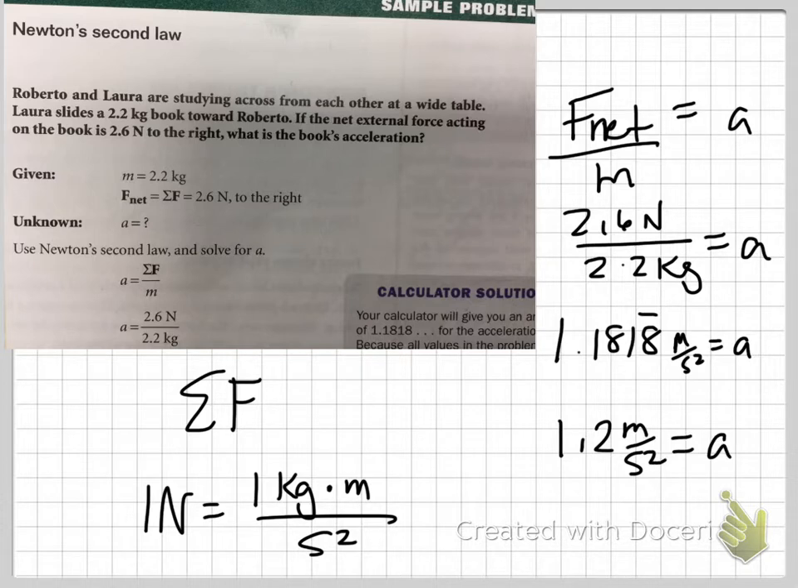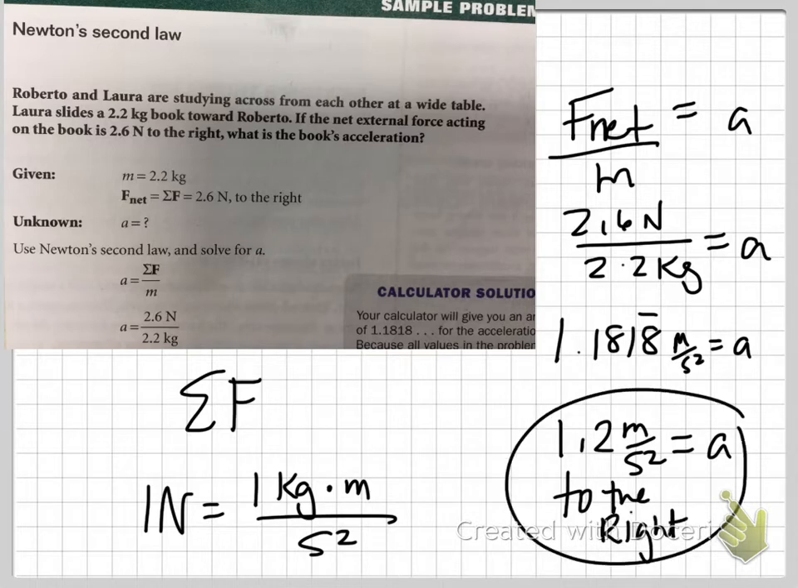Are we done? I'm guessing no, since you asked the question. Acceleration is a vector, yes? What's the heading here? To the right. I would probably also accept towards Roberto, given the setup that they give you: Laura slides the book towards Roberto, so the motion of the book is towards Roberto.